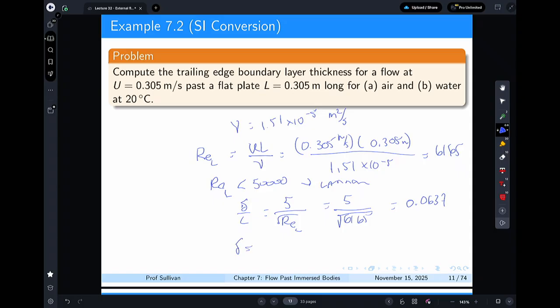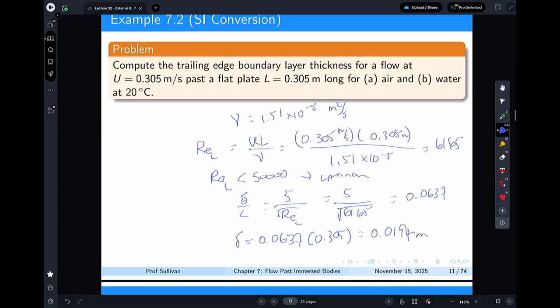So delta is going to be 0.0637 times 0.305, which is 0.0194 meters, or about 2 centimeters in height. So you're just using the basic relationships. You know that it's laminar. You've calculated that it's laminar, so you know the relationship that you can use.